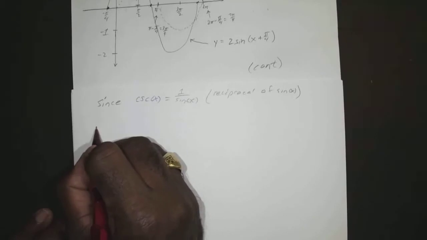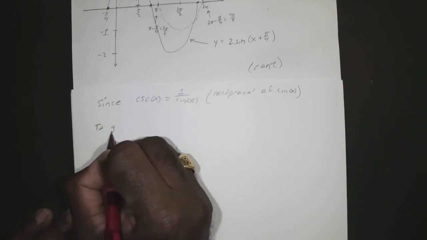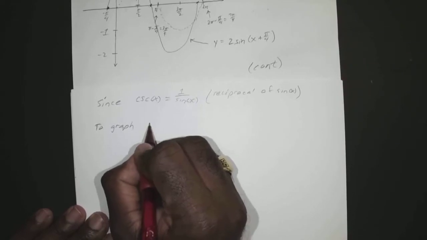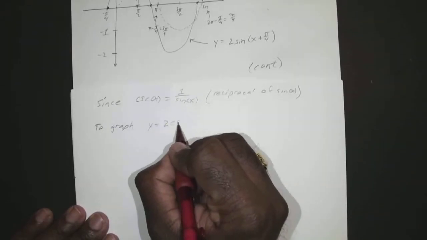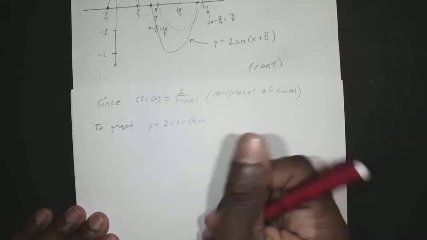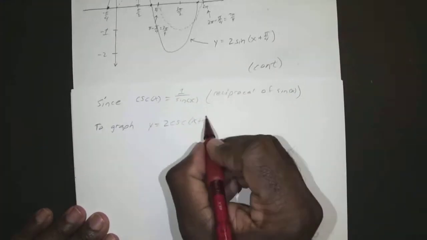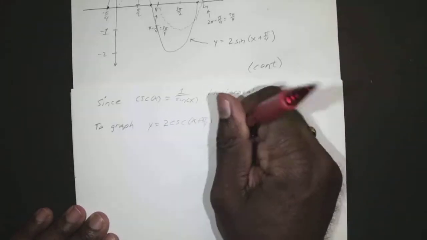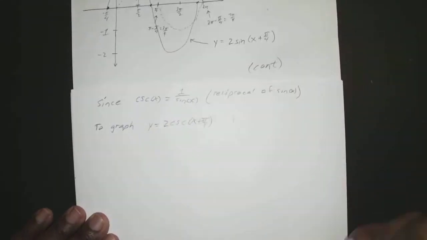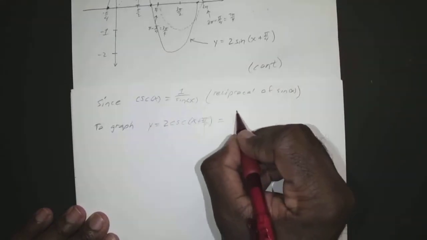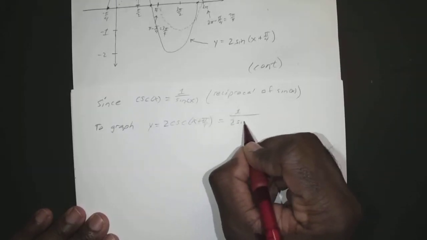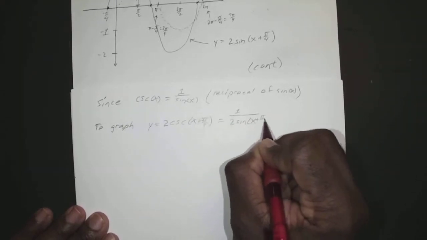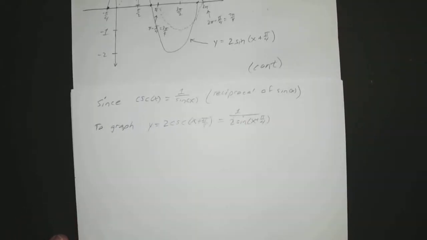Okay, so we know. So to graph y equals 2 times cosecant of x plus pi over 4, we know that's just going to equal 1 over 2 times sine of x plus pi over 4. So we're just going to get that entire graph and flip it. Okay? But there's one thing we have to do before we do that.